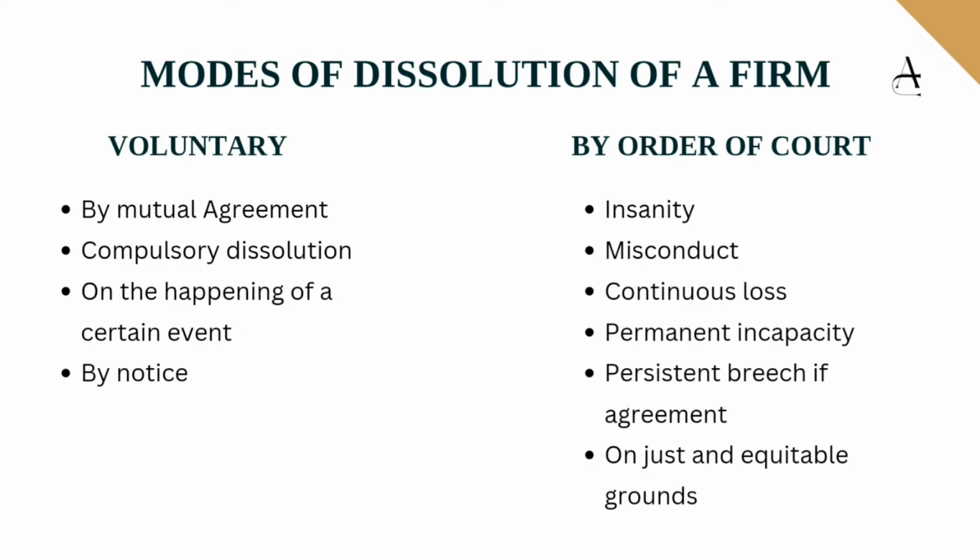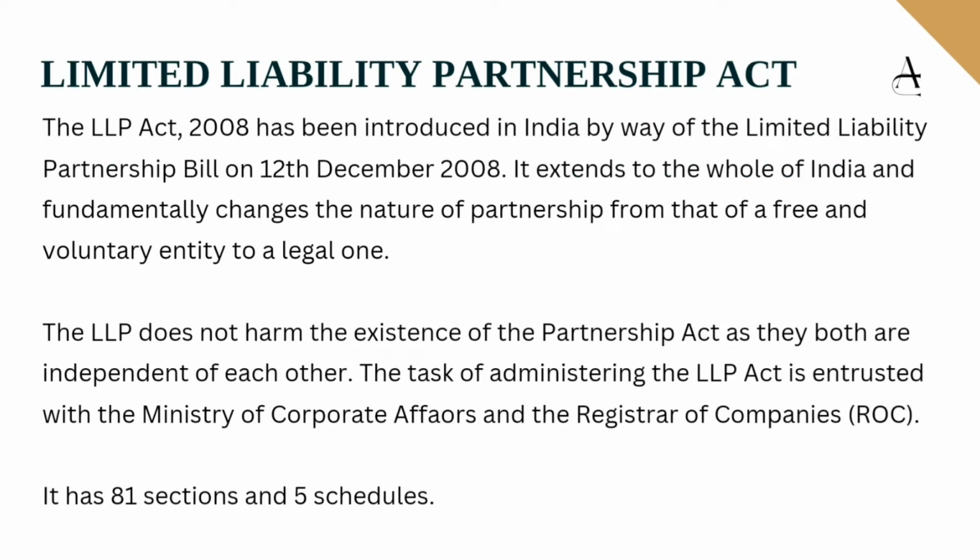By order of the court, the court may issue an order to dissolve the firm on just or equitable grounds, or if they find out that a partner is insane. They might feel that it is not right for the firm to continue like this. Then the court might order dissolution. In cases of misconduct, continuous loss, permanent incapacity, or persistent breach of agreement, the court may order dissolution of a firm. Whatever I have mentioned till now has come in previous question papers. All these concepts have been tested.